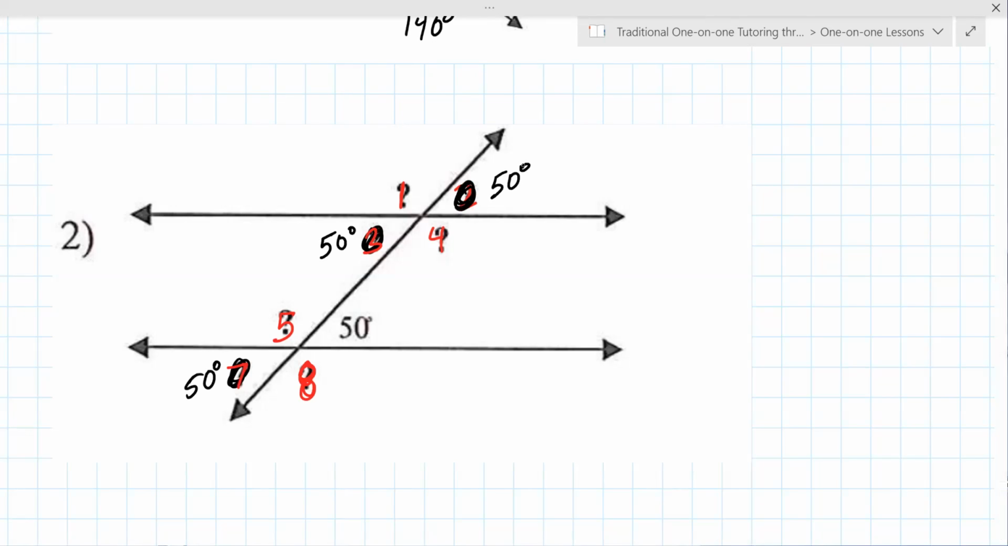How are you going to find the other ones? Subtract 50 from 180. Okay. So which angle is 130? 5. Yep, 5 is 130. 8, 8 is 130. 1, also 130. 4. Yeah.